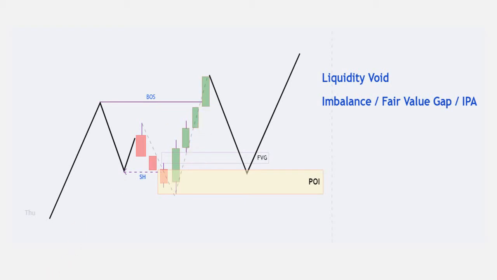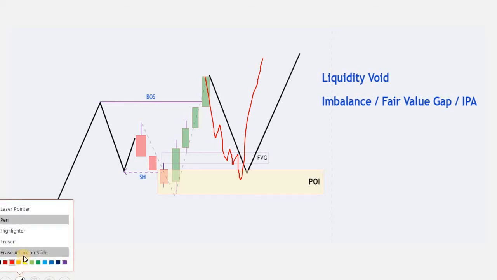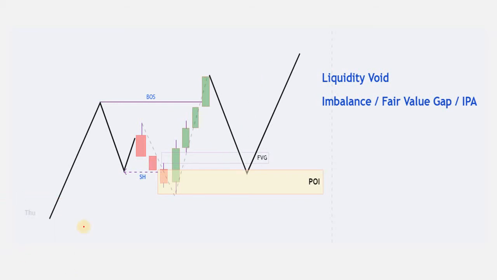So the market will most likely come down to balance this move, and most likely also come down and take it like that. So that's what we mean by imbalance per se. That's what I really understand by imbalance.